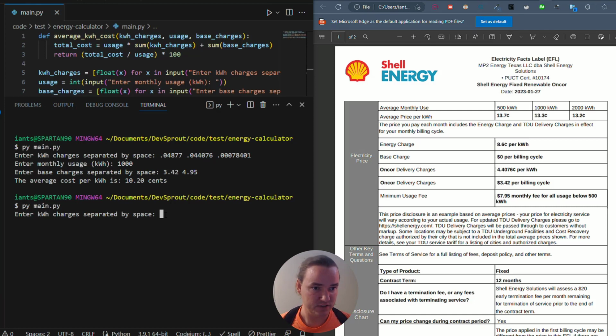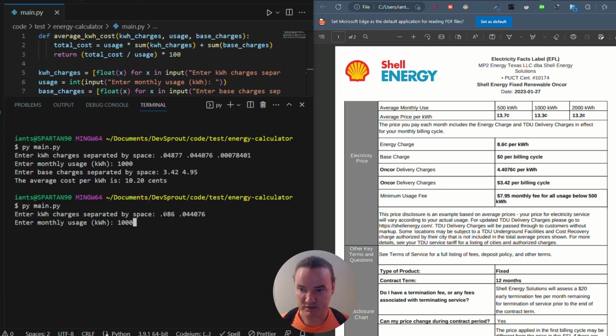So we decide that we have 8.6 cents, so 8.6 divided by 100 is 0.086. And then the other one is 4.4076 per kilowatt hour, so divided by 100 is 0.044076. And then I think that's all we have in terms of kilowatt hour. So let's go ahead and go to the next one.